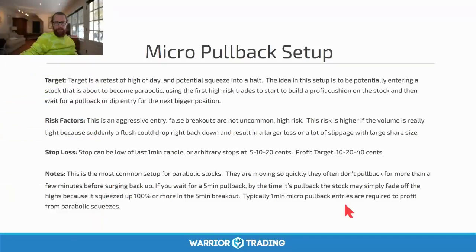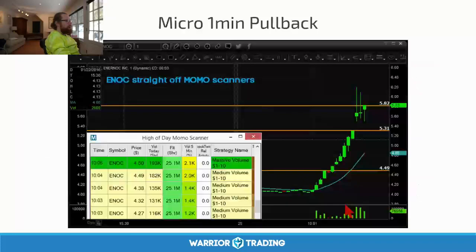So I'll move my video up here for you. This is an example of a 1 minute micro pullback right here at 449. It also coincides with the $0.50, and you've seen this example before. So that's a little micro pullback. It just hit the $0.50 for a second, pulled back, and then continued.